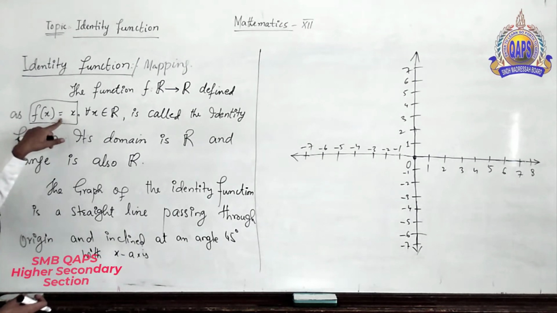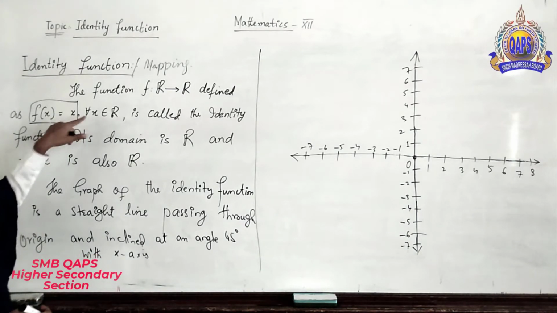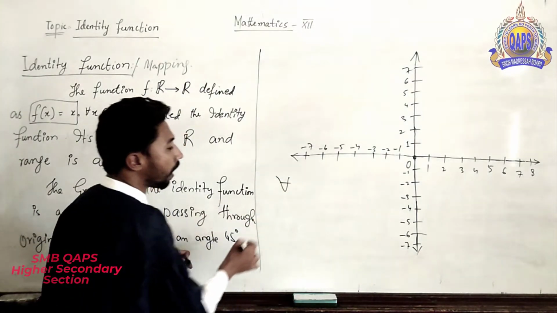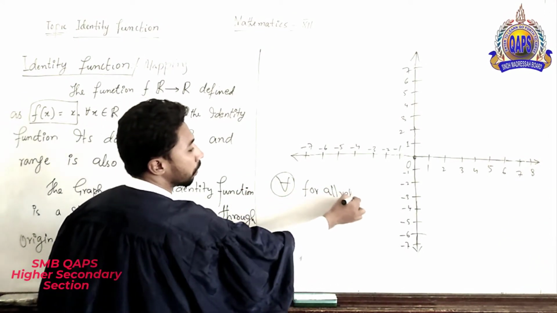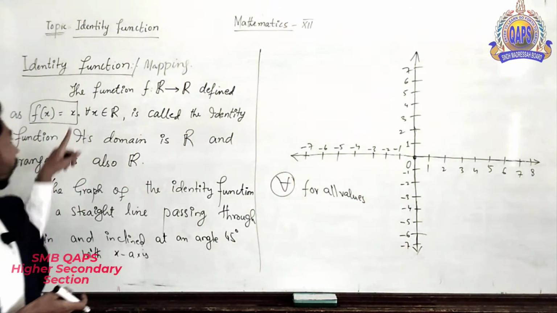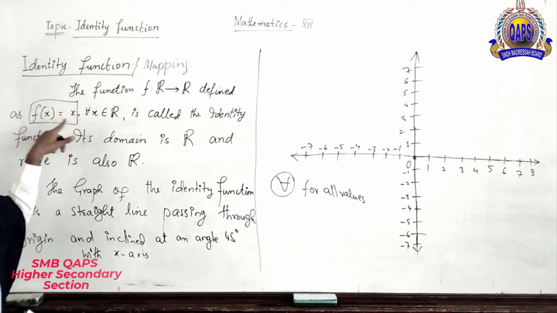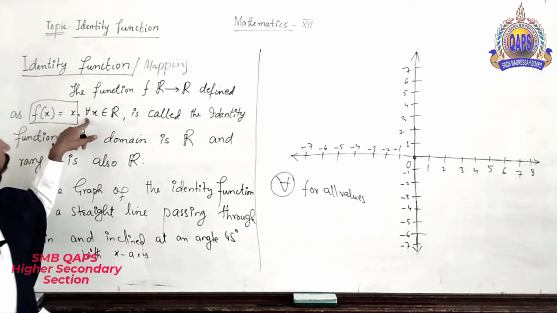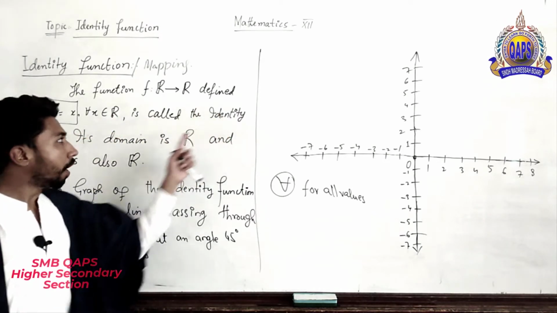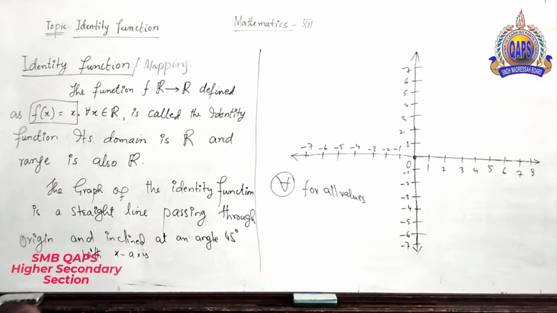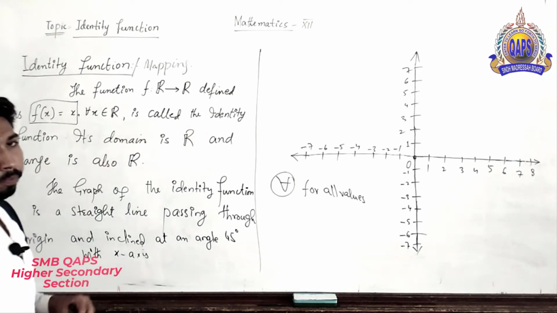So f of x is equal to x for all values. This symbol, an inverted A, represents for all values. For all values of x belonging to the real numbers, where x is the domain and the independent variable, the function is known to be the identity function. In this situation we can say that this function represents the identity function.